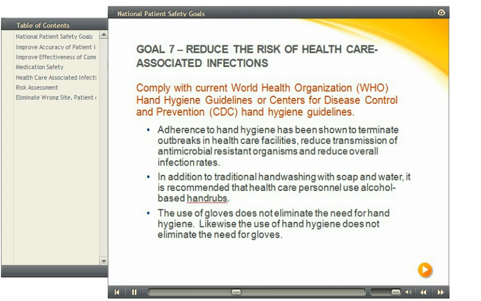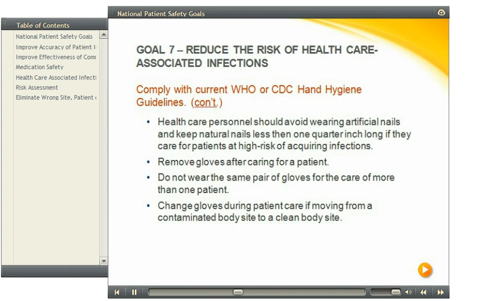The use of gloves does not eliminate the need for hand hygiene. Likewise, the use of hand hygiene does not eliminate the need for gloves. Comply with current WHO or CDC hand hygiene guidelines, continued. Healthcare personnel should avoid wearing artificial nails and keep natural nails less than 1/4 inch long if they care for patients at high risk of acquiring infections. Remove gloves after caring for a patient. Do not wear the same pair of gloves for the care of more than one patient. Change gloves during patient care if moving from a contaminated body site to a clean body site.